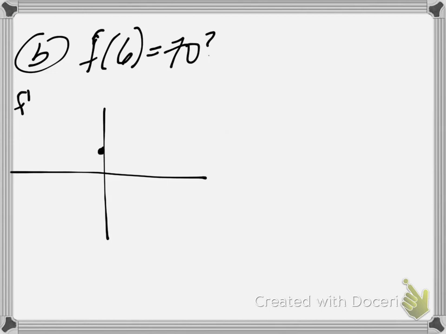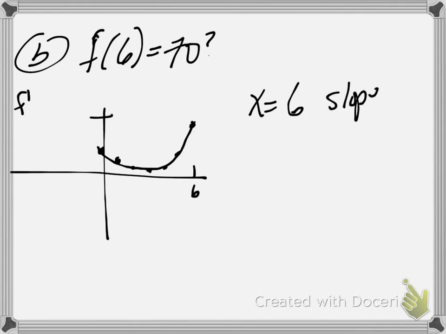So at 0, I'm at 4. At 1, I'm at 3.5. And if I keep graphing this, I'm going to get something that looks like this, and it's going to start going back up. So this is at 4, and then at 5, I'm here, and then at 6, I'm here. When I'm at 6, y equals 7. So when x equals 6, the slope equals 7. This is what I thought.